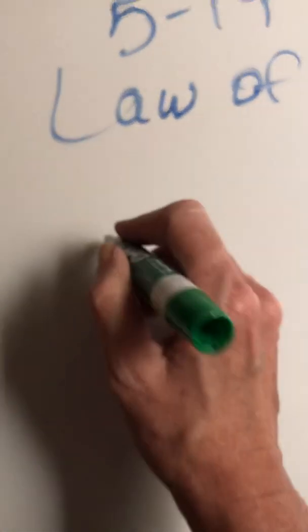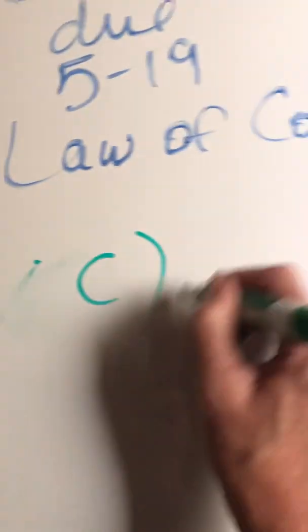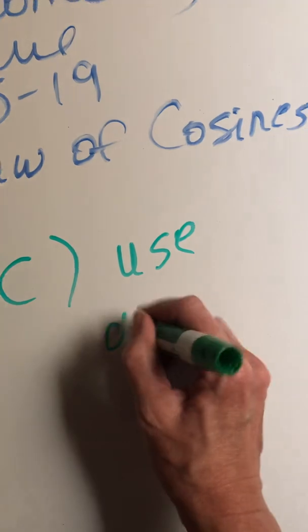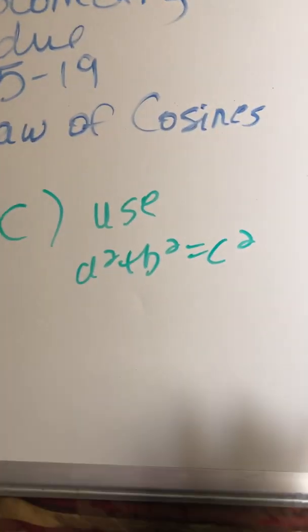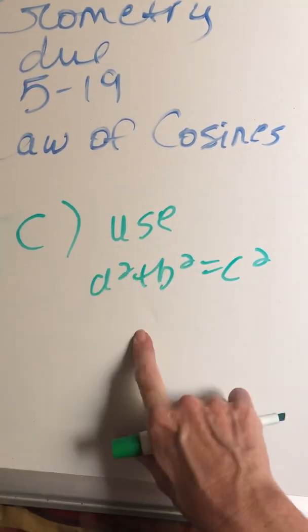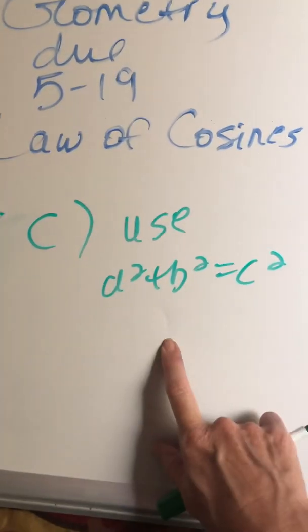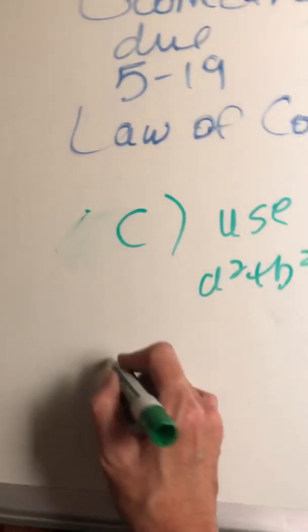Okay, then on D, on the practice, I want to set up this triangle for you. Oh, first of all, on C, use Pythagorean theorem. Use a squared plus b squared equals c squared. I know they tell you not to, but that is a right triangle. And if you've got a right triangle and you're looking for C, you use Pythagorean theorem. So don't use law of cosines like it asks for. Use Pythagorean theorem. Use a squared plus b squared equals c squared.